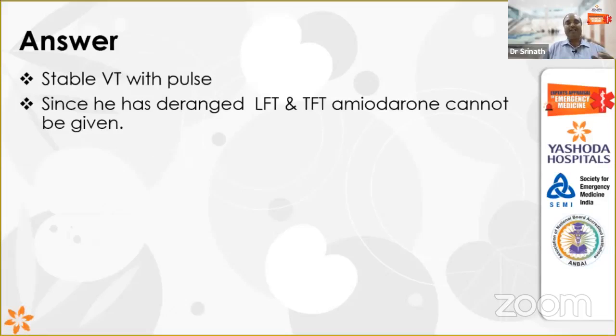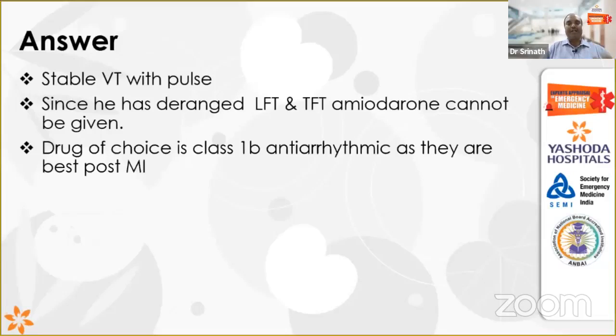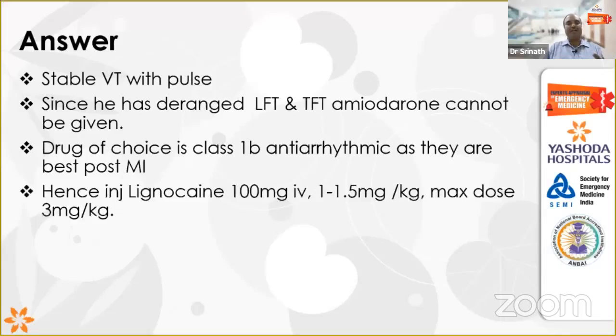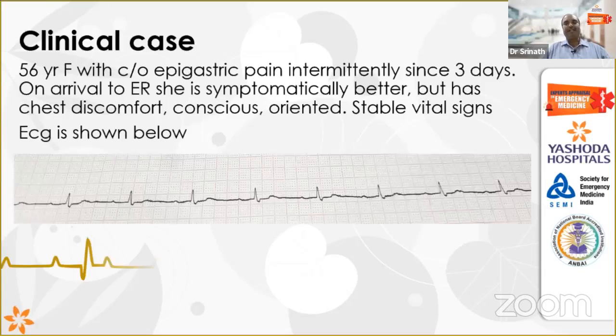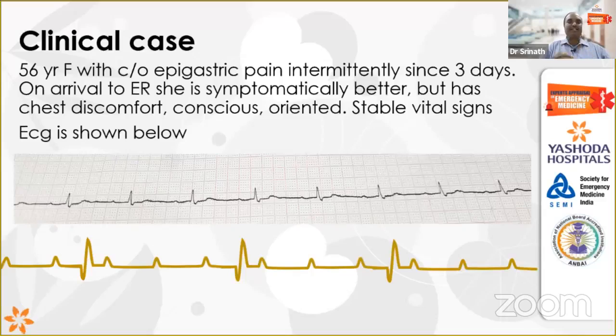Now, the next case is a 56 year old female, who comes with epigastric pain intermittently since 3 days. On arrival, she is symptomatically better, but has chest discomfort. Patient is conscious, oriented, with stable vital signs. ECG is showing this rhythm. What is this? So the subsequent ECGs you can see here. So the patient has a complete heart block.